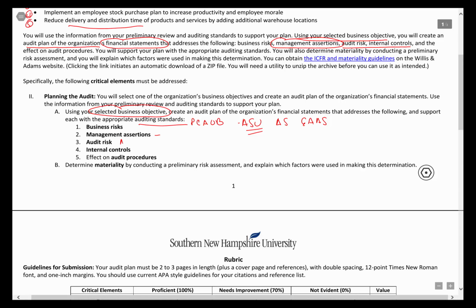Audit risks, here you have the audit risk model, right? And you have control risk, inherent risk, business risk. So you have all types of risks here that you're going to just discuss.